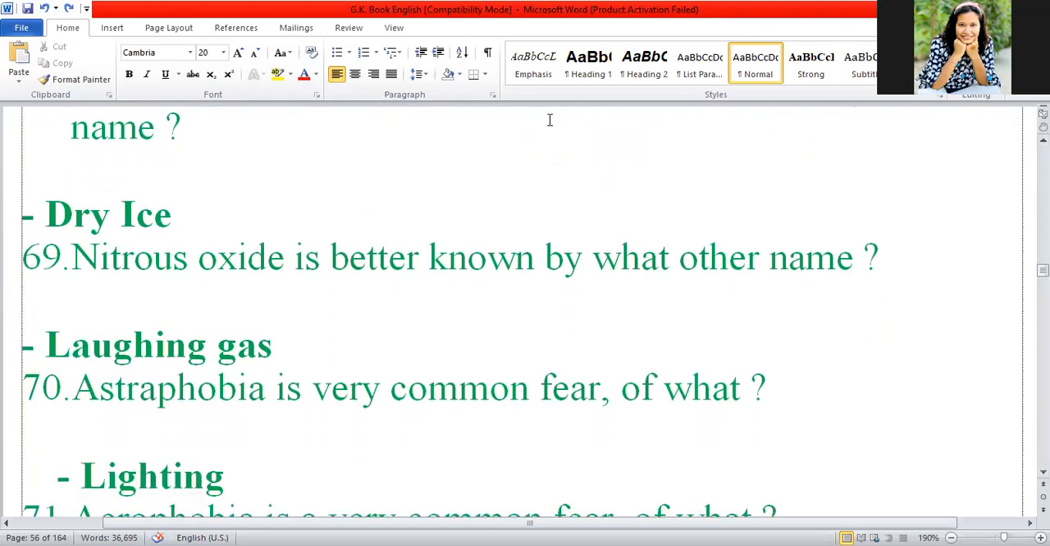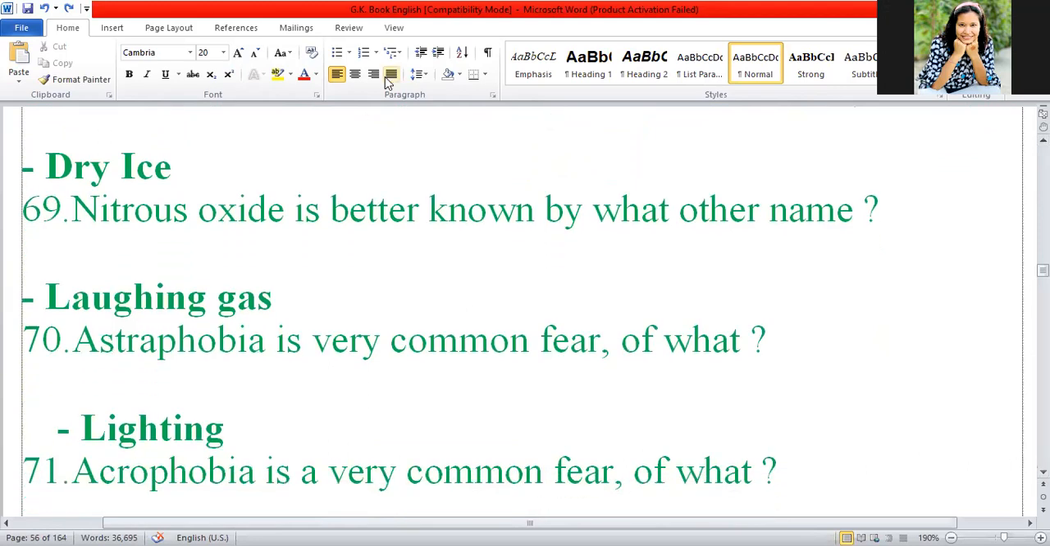Question number 70. Astrophobia is a very common fear of what? The answer has already been given: lightning. Astrophobia is known as the fear of lightning. Well, acrophobia is a very common fear of what? Question 71. Height.